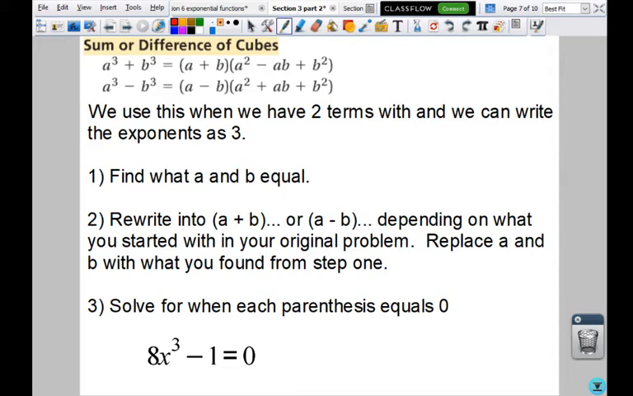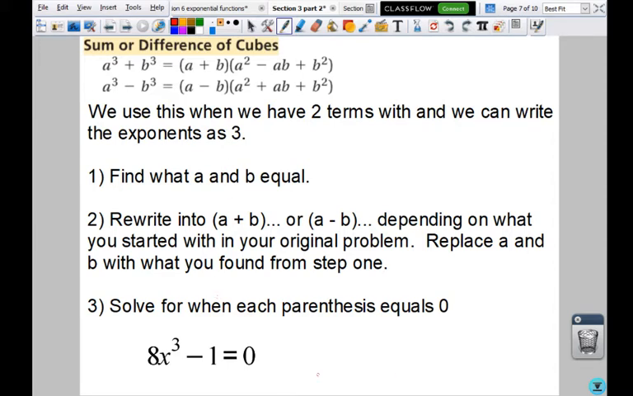So, the difference of squares we used when we had 2 terms, and one of them was an x squared, or you can make it x squared. We're doing it with cubes today. So, for the sum or difference of cubes, we use this when we have 2 terms, and we can write the exponents as 3. So yesterday's was an exponent of 2, today is 3.